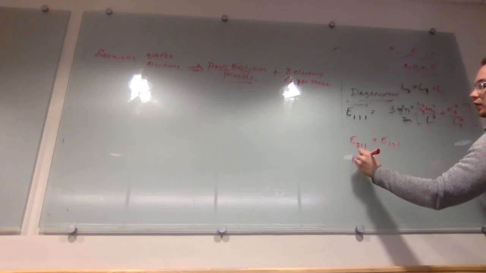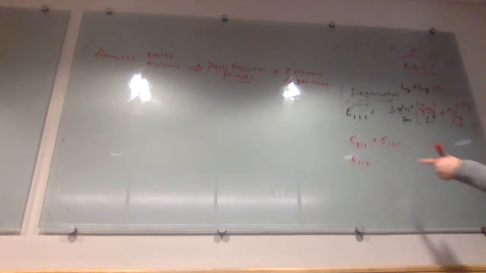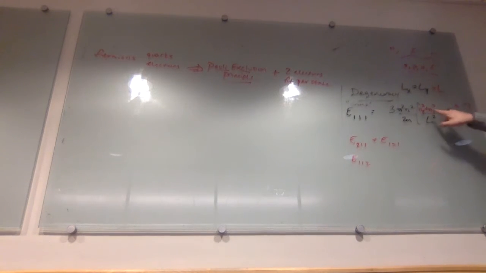But E112 is not the same as these because, of course, if we put the 2 here, then it's going to be scaled by a different number here. It's not going to be related. If we switch the 1 and the 2 in here, this number is going to be the same. But if we switch a 1 and a 2 like here, the whole thing's not going to be the same. Does that make sense? If they're all different, which is what I was originally writing, there is no degeneracy at all.